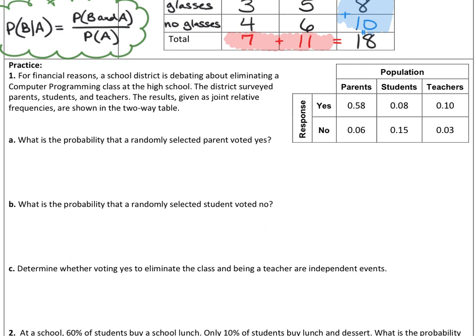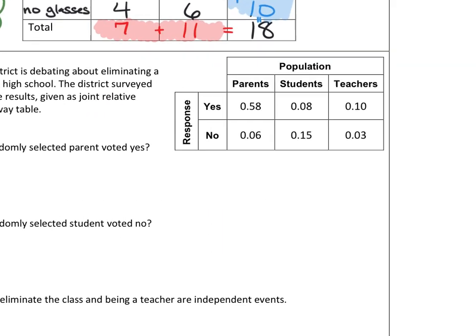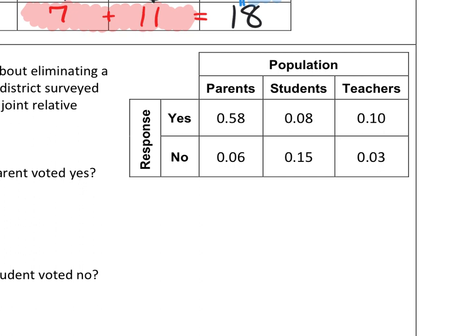So this one, unlike the one we just did, doesn't tell you the total number of people who voted a certain way. It tells you their frequency, their probability, essentially. So if we look at this table, 58% of parents voted yes, and 6% of parents voted no. 8% of the total people were students, and they voted yes. 15% of the total population was students, and they voted no. 10% of the total population was teachers that voted yes, and 3% of the population was teachers who voted no.